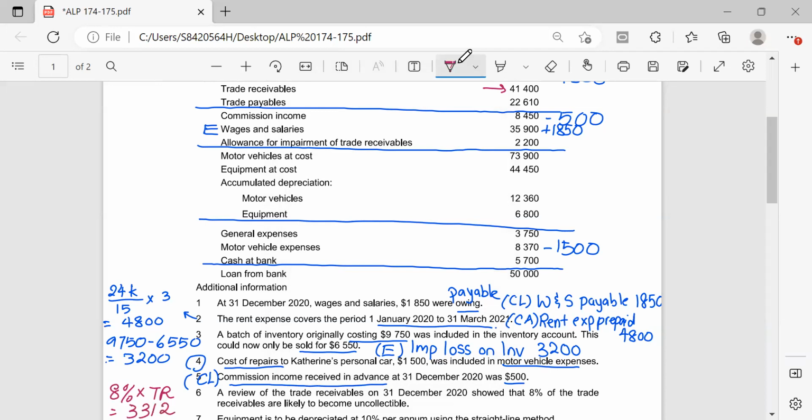So 3312, don't do anything to your TR account. In fact, what you should do is make your allowance into 3312. So your allowance at the end of the day is like a perfect percentage of your TR. Okay. So allowance, if you look here, from 2,200, you need to make it into 3312. So you need to top up 1,112. So this 1,112 is the figure that is your expense. All right, it's actually your impairment loss on TR.